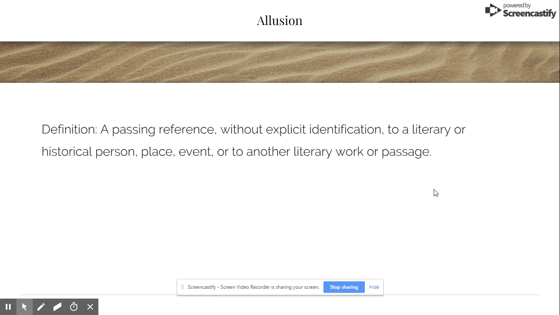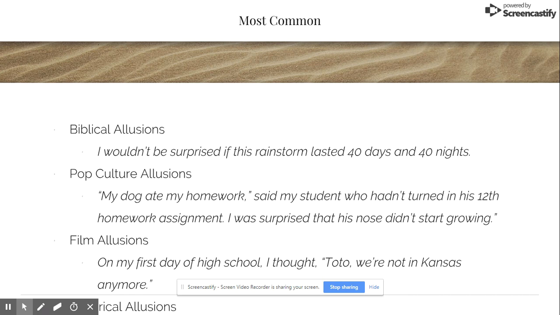We make references to Shakespeare and the Bible and classic Greek drama plays all of the time in literature, at least those are the most common ones. And so when you're making a reference to another text, what you're doing is using an allusion. Biblical allusions are very popular, and very common in English literature.